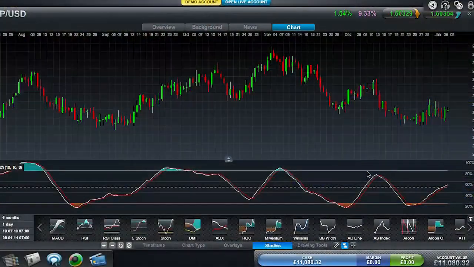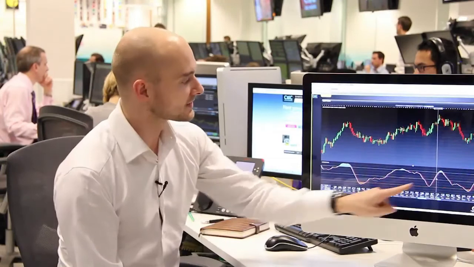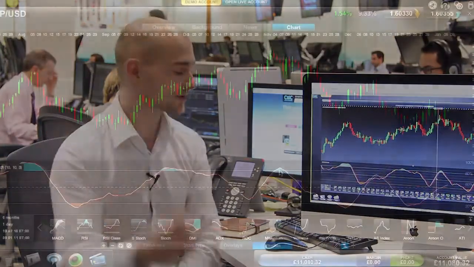You've got this level here at 80% in blue and a level at 20% in orange. And when the stochastics are trading below that, that's telling you that things are oversold. Once again, when they're trading above the level, that means that they're overbought. But it's very important to realize that it's only once the stochastic levels break back through those levels that the buying and selling signals are actually generated.